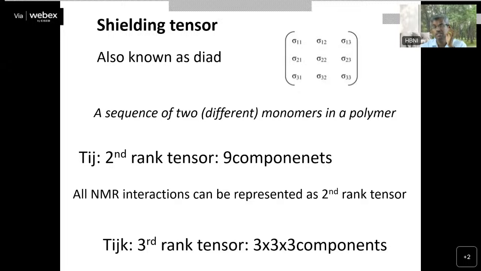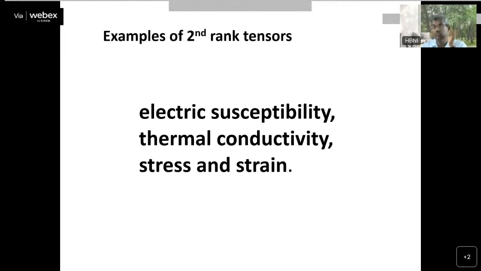As I mentioned, all NMR interactions can be represented as a second rank tensor. Similarly, we have Tijk also, where we have 27 components. We will not discuss that. In addition to NMR parameters, many material properties like electric susceptibility, dielectric constant, thermal conductivity, stress, strain, and optical parameters like polarizability can all be expressed with the help of a second rank tensor. This is just for your information.